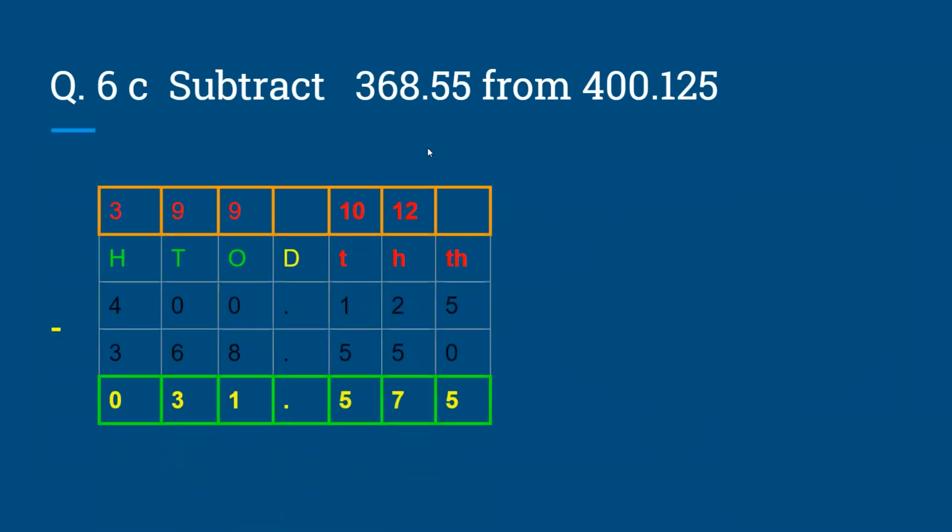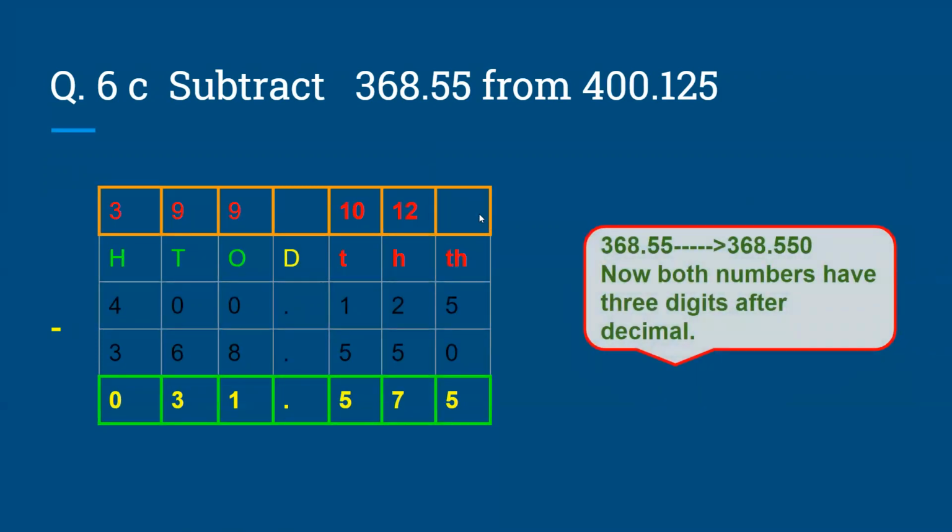Subtract 368.55 from 400.125. Here students, the bigger number is 400.125 having 3 digits after decimal. But the smaller number is having only 2 digits, that is 55. So what we will do? We will add 1 digit here. But we will write 550. We will not write 0 in the beginning after decimal. No, we will write the 0 at the end. So let's see how we will do it.